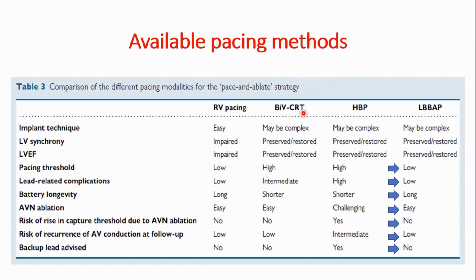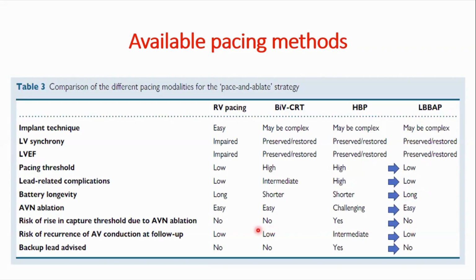But notice this, with CRT you get a high threshold usually, as you're pacing epicardially from the coronary sinus lead and you're pacing from the RV. His bundle pacing usually has a higher pacing threshold, but the left bundle area pacing actually gives you a lower threshold, longer battery longevity, and it's associated with relatively low lead complication.